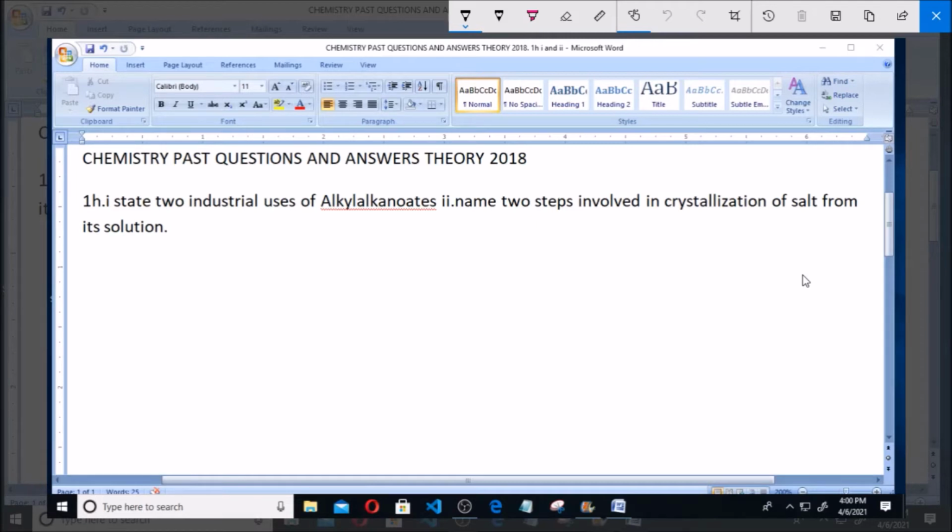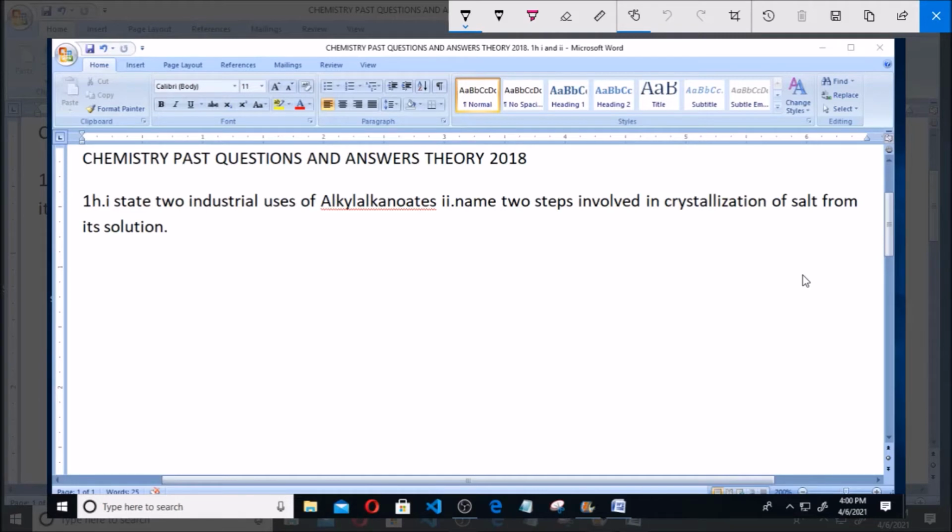Alkyl alkanoates, that is ethyl ethanoates, are commonly used as solvents and other esters for cellulose nitrates and quick drying substances like paints, nails, varnishes, and adhesive. Therefore, industrially, alkyl alkanoates are used as number 1, production of soap. Number 2, they are used as solvents for production of paints, nail, and varnishes, etc.